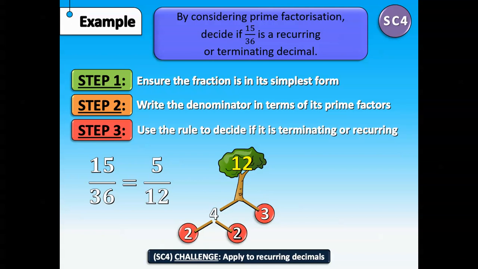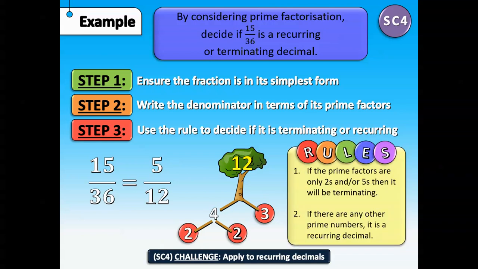Then we use the rule to decide if it's terminating or recurring. Now the rule, if the prime factors are only 2s or 5s, then it's terminating. If there are any other prime numbers, it's a recurring decimal. So because 12 has a prime factor of 3, that means it's going to be recurring. So 15 over 36 would make a recurring decimal.